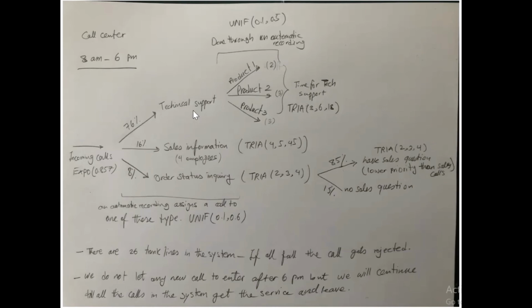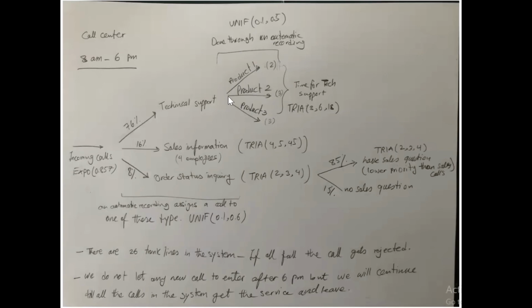And if we get a technical support call, then this call can be related to product type 1, product 2, or product 3. Again, defining which type of product this call is related to is done through an automatic recording, and the time that it takes this automatic recording to do this specification is uniform between 0.1 and 0.5 minutes.